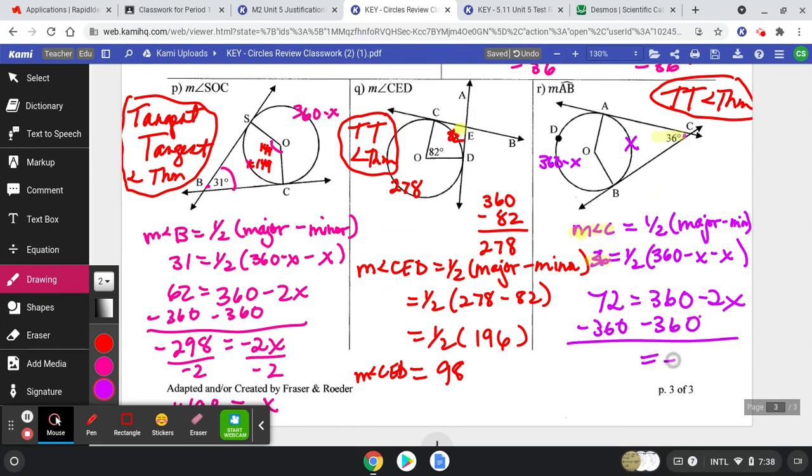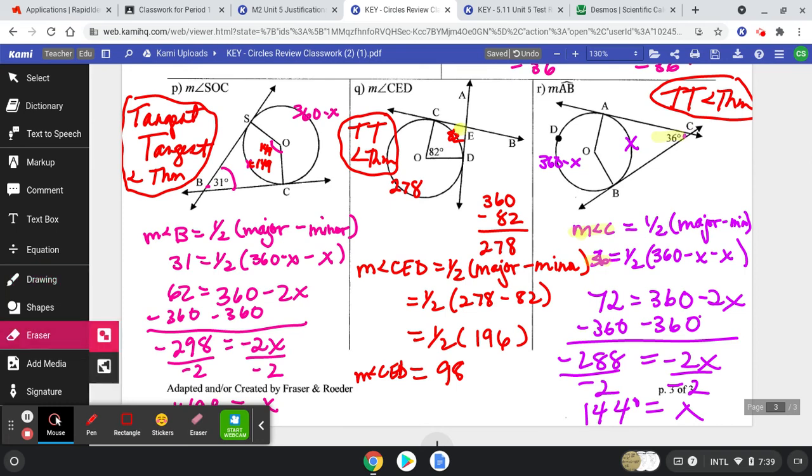Grab your calculators. 72 minus 360. And then divide that by negative 2. I'm getting 144 degrees. Sorry, actually U for units. Hang on, what are we finding here? We're finding a measure, so degrees.